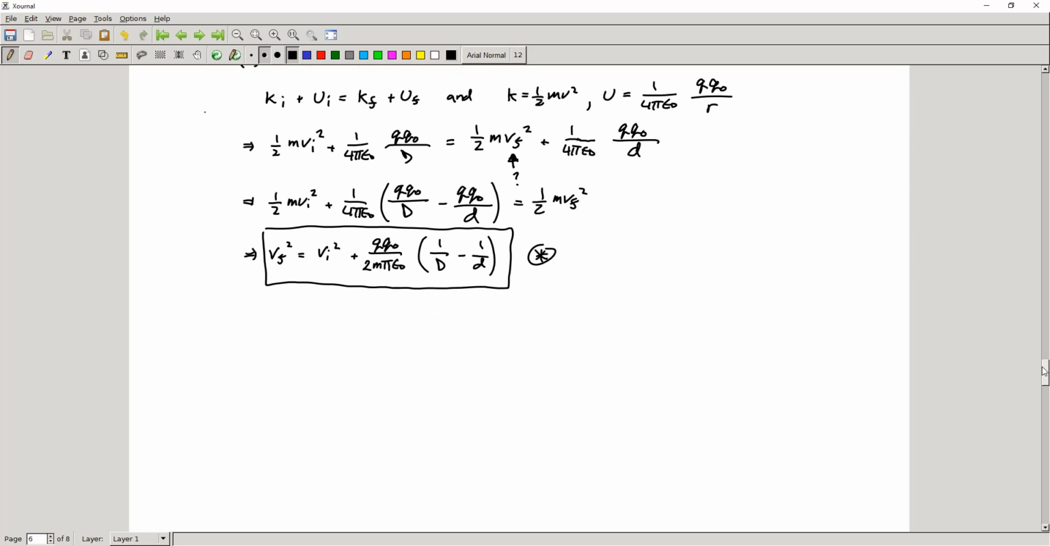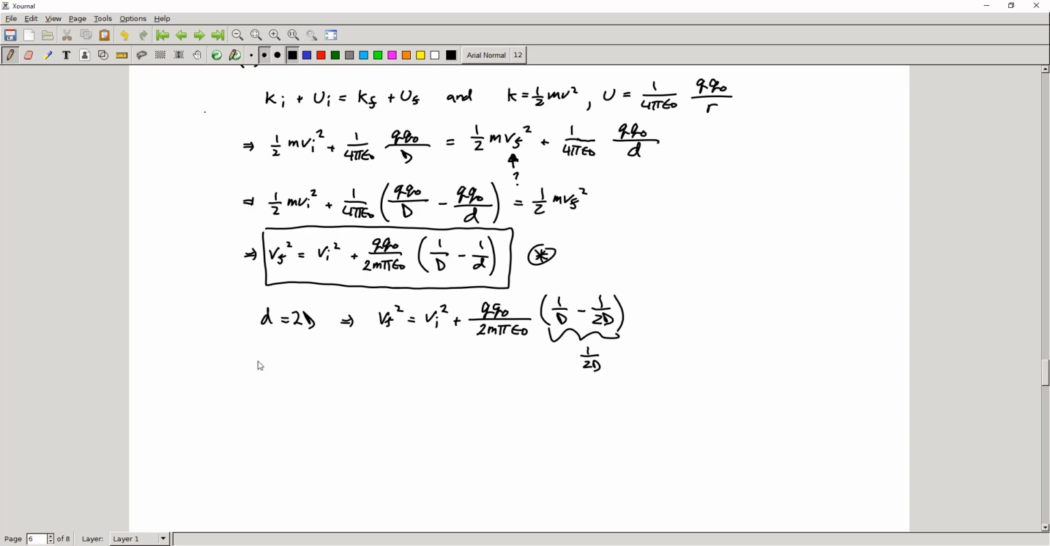Okay, so as far as part A goes, we're interested in d equal to 2 big D, right? We're interested in the velocity when our particle is twice as far as it started off, right? And so this is pretty simple. We just rewrite the star equation: Vf squared is equal to V initial squared plus q naught over 2m pi epsilon naught times 1 over D minus 1 over 2D. If you clean this up, you're going to end up with a 1 over 2D.